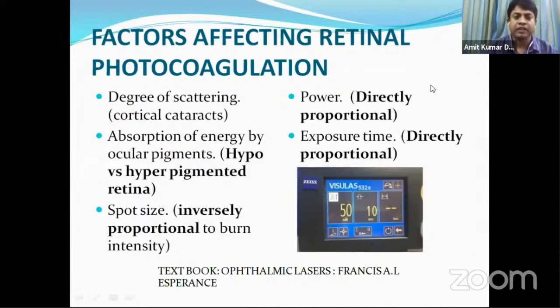So what are the factors affecting retinal photocoagulation? Maybe the degree of scattering of the laser, the cortical cataracts, any corneal opacities can hamper the laser process. Again, the absorption of energy by the ocular pigments is also a factor which can affect the retinal photocoagulation. In a hypopigmented retina, we might need more energy to do the laser as compared to a hyperpigmented retina. Now, the spot size we choose will be inversely proportional to the burn intensity, whereas the power and exposure time will be directly proportional to the burn intensity we want to achieve.